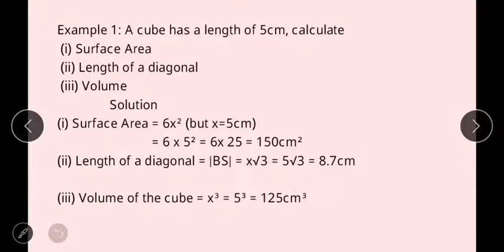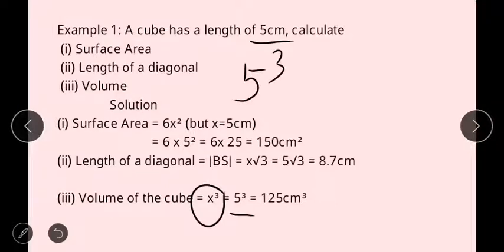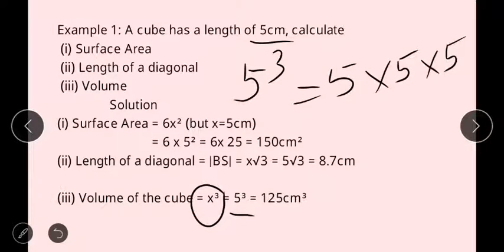The last question says we should calculate the volume of the cube. Volume of a cube, the formula to do that is given as x cube. X cube meaning x times x times x. According to the question, our x is 5. That would be what? 5 cube. 5 cube meaning 5 times 5 times 5. And that gives you what? 5 times 5, 25. 25 times 5, that is 125 centimeter cube.